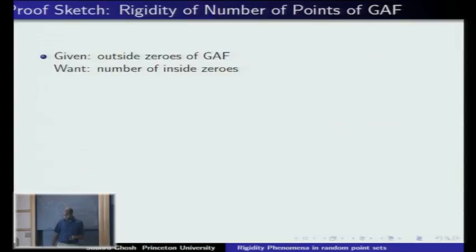I will mostly discuss the rigidity part, how to show that for these point processes, if you know the outside point configuration, you can actually compute some statistics exactly of the inside points. The simplest case is that of the number of points of the Gaussian analytic function. We know the outside zeros of the Gaussian analytic function outside the disk, and we want the number of inside zeros.